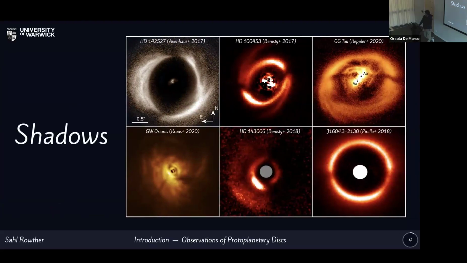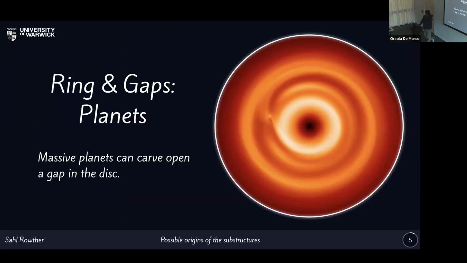And in some observations, we can also see shadows in disks, and in some cases we see shadows and spirals at the same time. And these structures are interesting because they give us an indication of what might be happening in the disks.